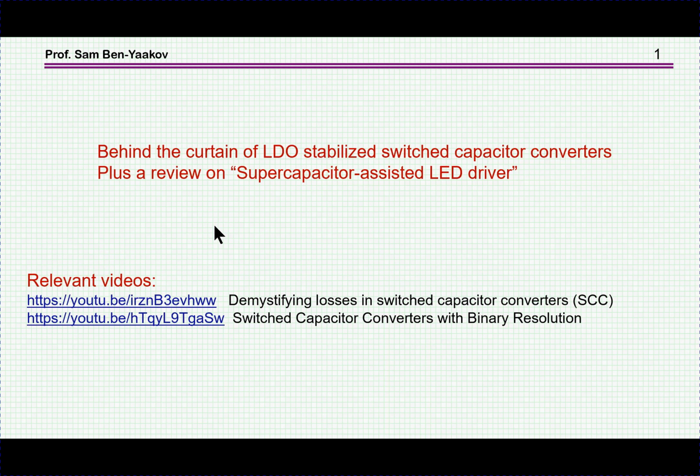Hi, I'm Ben-Yaakov. This presentation is entitled Behind the Curtain of LDO Stabilized Switched Capacitor Converters, and also a review of some aspect of a paper that deals with Supercapacitor Assisted LED driver.